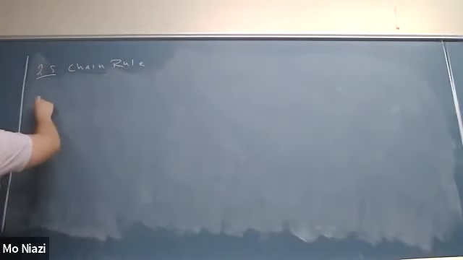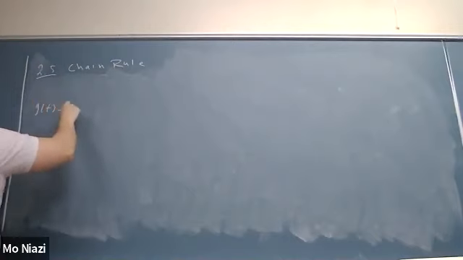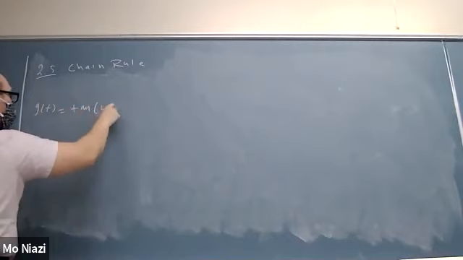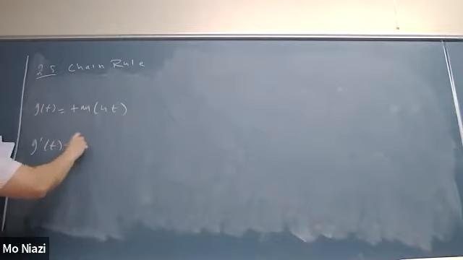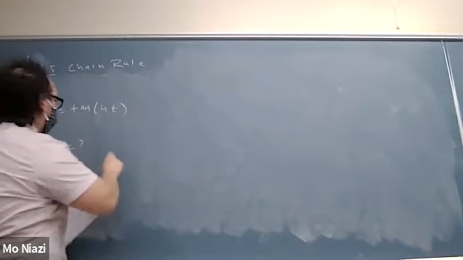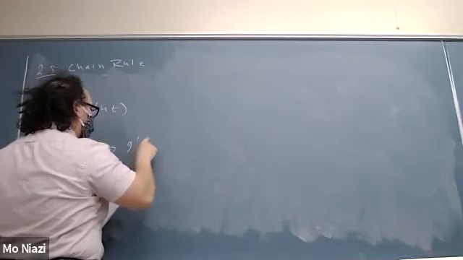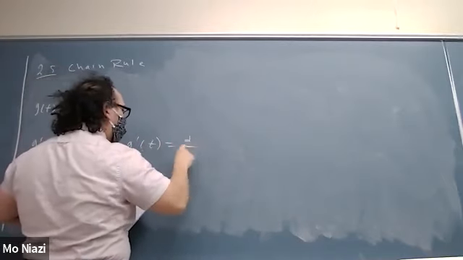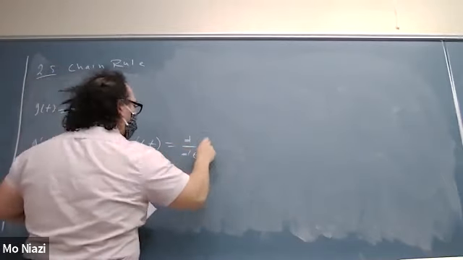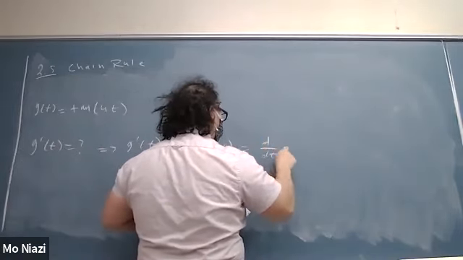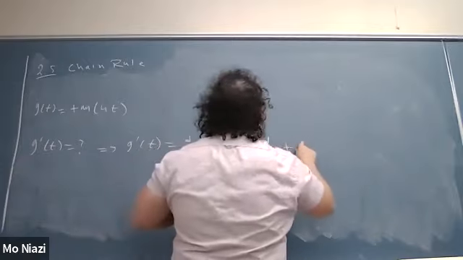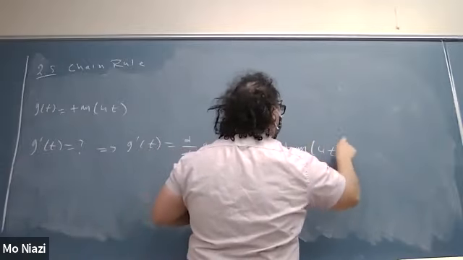Okay. What if we have g of t equal to tangent of 4t? What is g prime of t equal to? Well, g prime of t is d dt of g of t. That's d dt, the derivative of tangent of 4t.